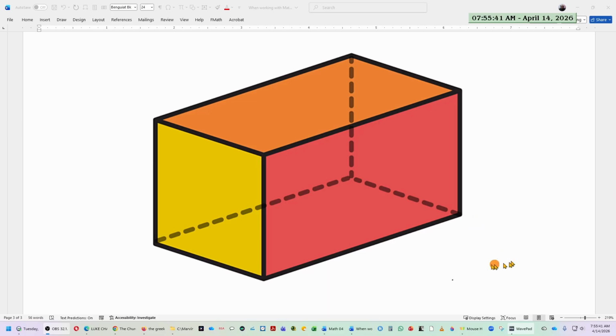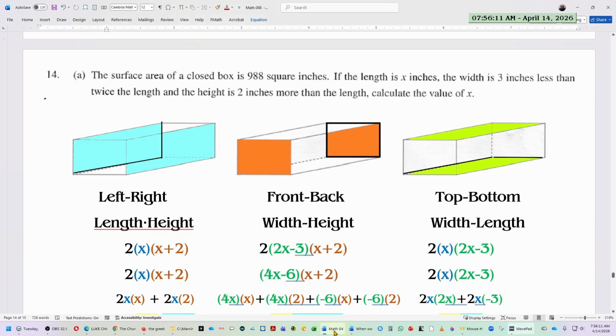Okay, we are looking at a three-dimensional cuboid. We need to be reminded that this is a six-sided shape. This yellow front has a matching back part. This top orange has a matching bottom part. And this reddish side on the right has a matching back part on the left. So this will help us when we look at the next problem.